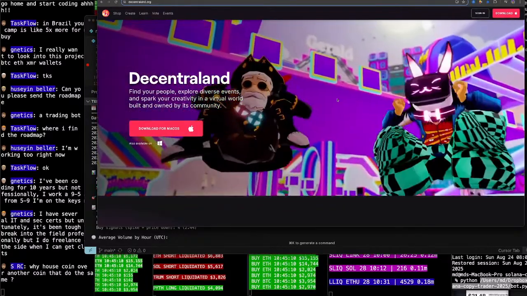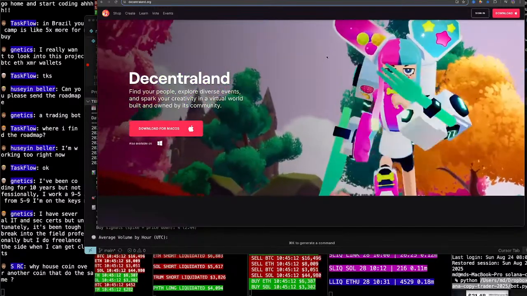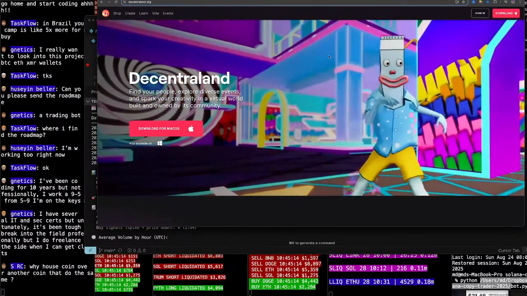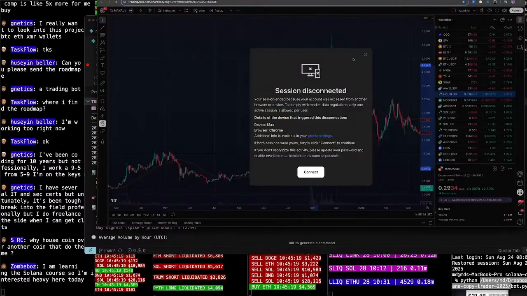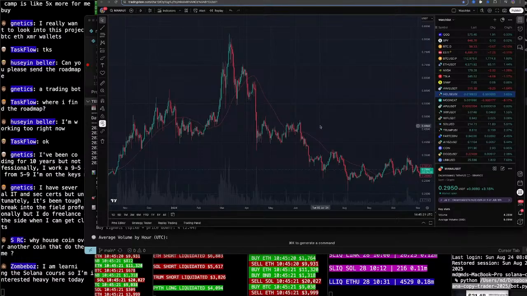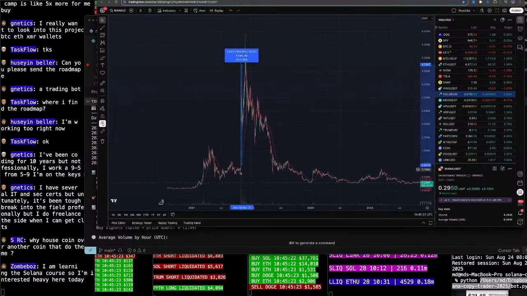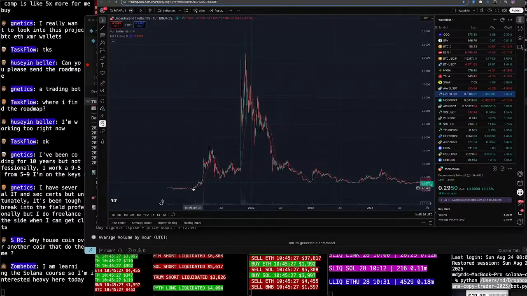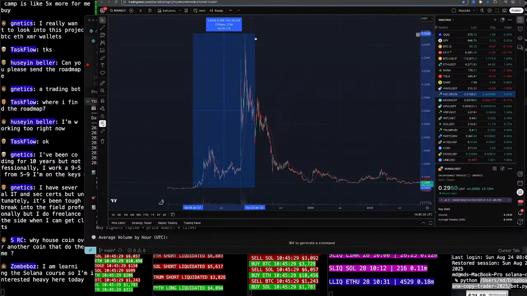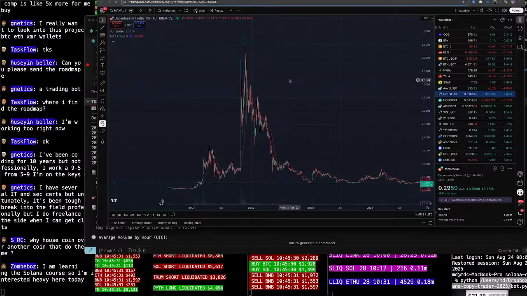Of course, I started with Decentraland, and that did really, really well for me. Facebook changed their name to Meta while I was in that trade. It was a crazy one. Only 56x. But today, we're going for the 100x.